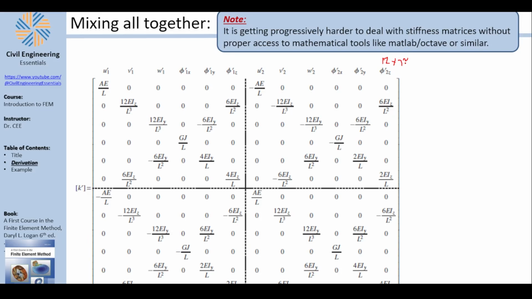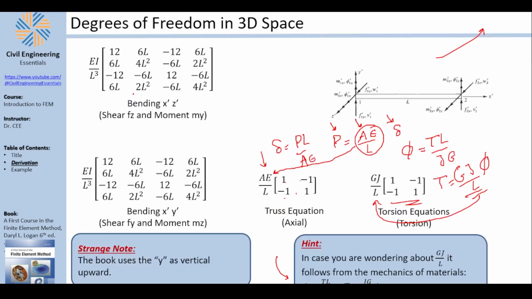Yes, things are getting out of hand because our elements are getting progressively larger. And that's why I have a note here that, from now on, you should have some ability in any mathematical tool that is able to deal with matrices, like MATLAB, Octave, or Mathematica, any tool that allows you to deal with matrices and large computation. You can see the ingredients of the submatrices here.